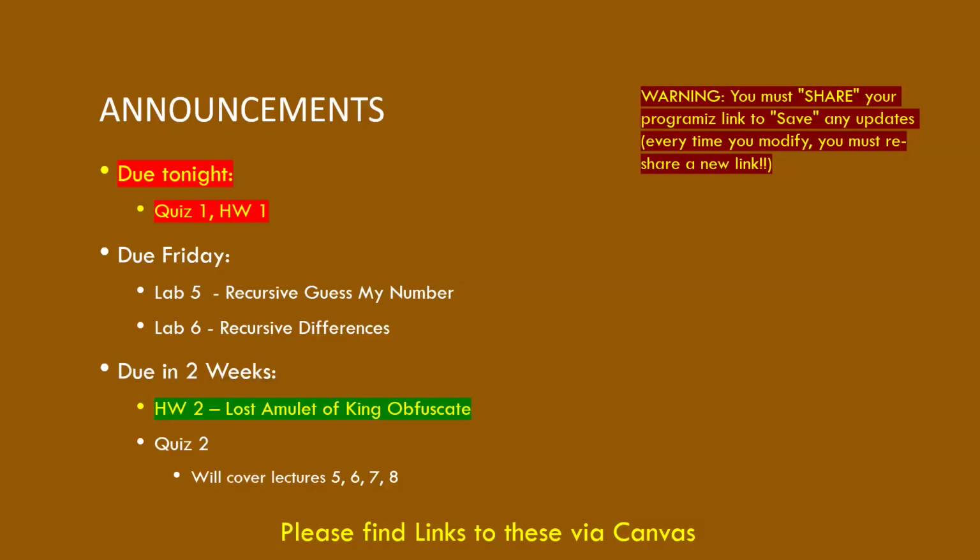And we'll also introduce our homework too. It's one of my bizarre creations called The Lost Amulet of King Obfuscate. And if you know what obfuscate is, I'm trying to make a joke there. But it'll be a divide and conquer in two-dimensional space problem. So we're going to be dividing and conquering for merge sort in a one-dimensional space, namely an array. But homework 2 is about searching for something in a two-dimensional space using divide and conquer. So hopefully you find that entertaining.